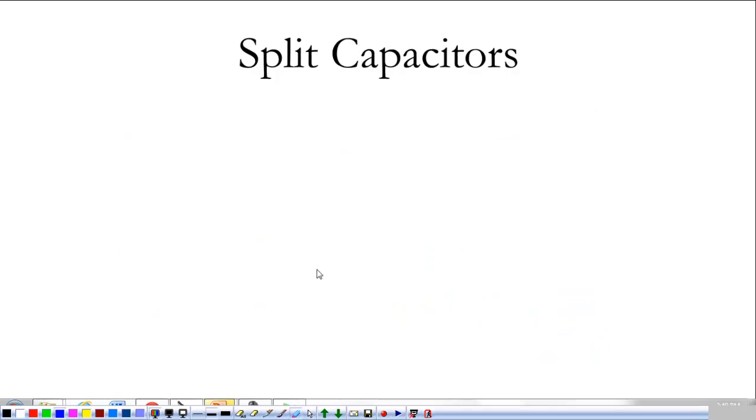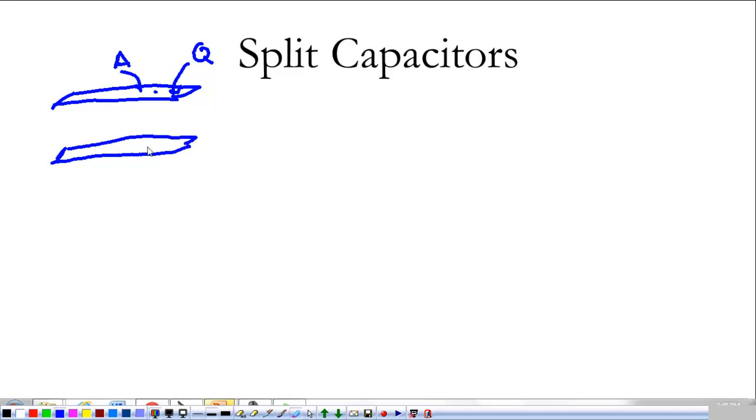Now, split capacitors offer us an interesting problem to look at. Let's say I have my top plate. I'm going to draw it right this time. I'm going to put our area on there. It's got area A, and on this side we're going to have charge Q. Same thing with the bottom plate, area A, charge negative Q. It's ugly, I get that. Separated by a distance of D.